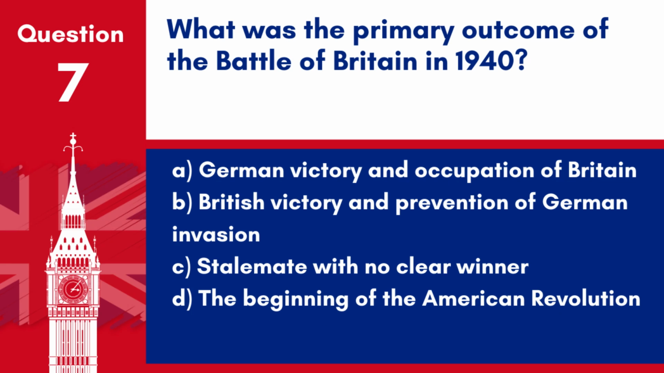Question 7. What was the primary outcome of the Battle of Britain in 1940? A. German victory and occupation of Britain, B. British victory and prevention of German invasion, C. Stalemate with no clear winner, D. The beginning of the American Revolution. Answer: B. British victory and prevention of German invasion. The primary outcome of the Battle of Britain in 1940 was a British victory which prevented a German invasion.